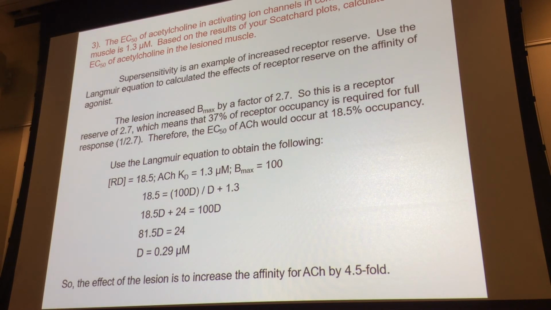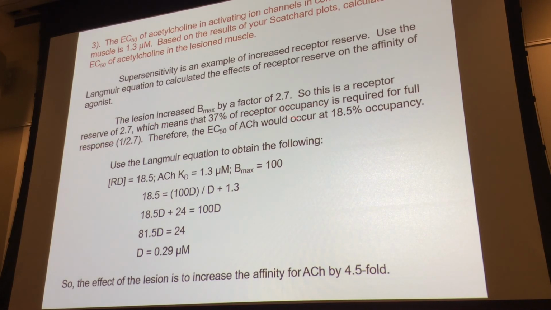If you go back to our lecture notes, remember I said that those cells with receptor reserve had a 10-fold excess of receptors. So all you had to do is occupy 10%. 10-fold excess needs full response. All you need to do is occupy 10%. So it's really simple. All you have to do is do the reciprocal of the receptor reserve. So 1 divided by 2.7 means that all you need is 37% receptor occupancy to produce full response.